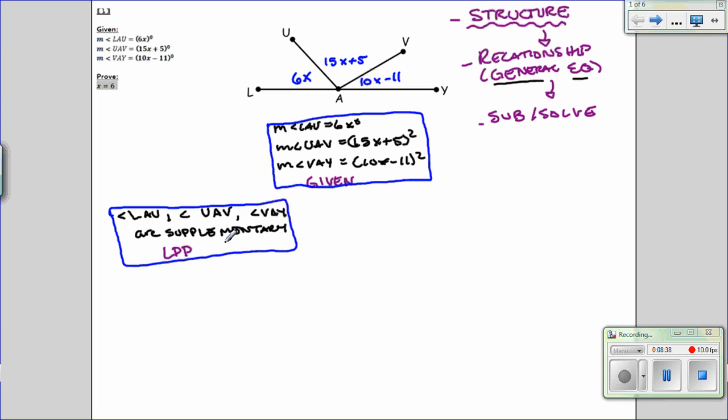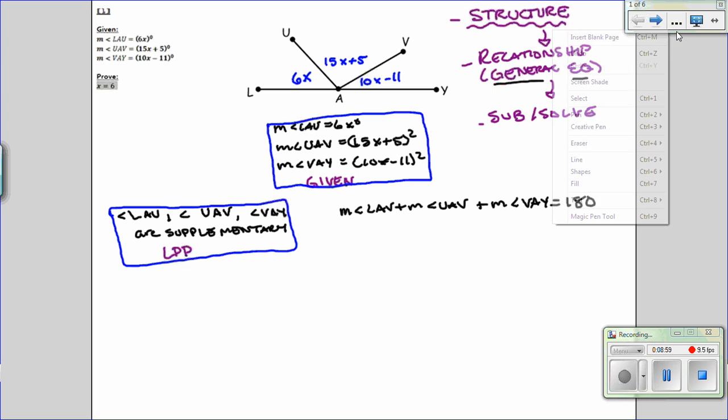So the measurement of angle LAV plus the measurement of angle UAV plus the measurement of angle VAY, which is boom, boom, boom, three angles, should equal 180 degrees. Now, why does that happen? Well, that comes directly from the relationship structure. It's because that's the definition of what it means to be supplementary.